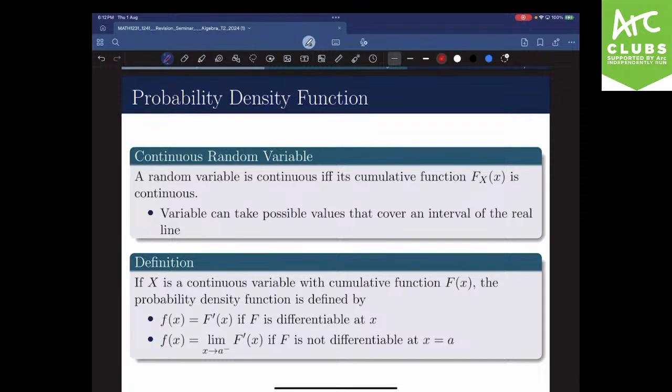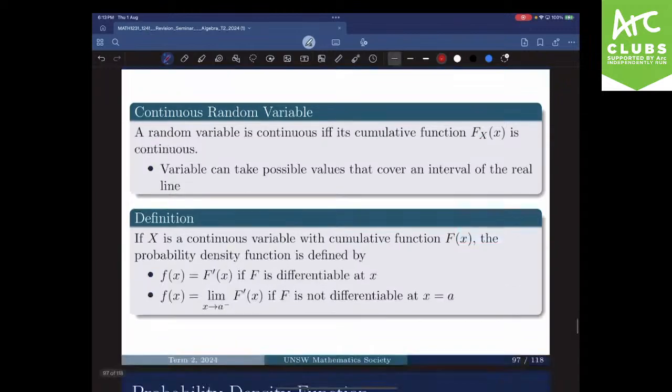You can't count it. It can take literally any value. Like, let's say my interval was 0 to 2. It can be 0.1. It can be 0.01. It can be 0.00001. You can just keep going. So it's impossible to count.